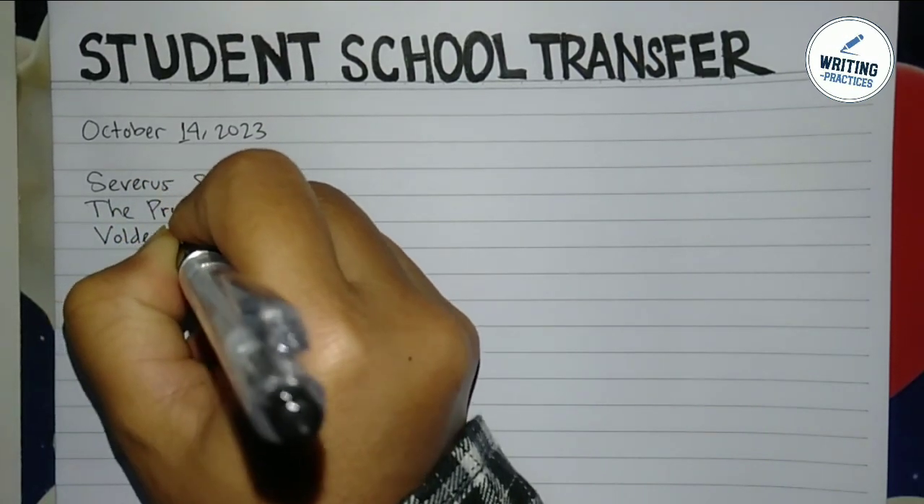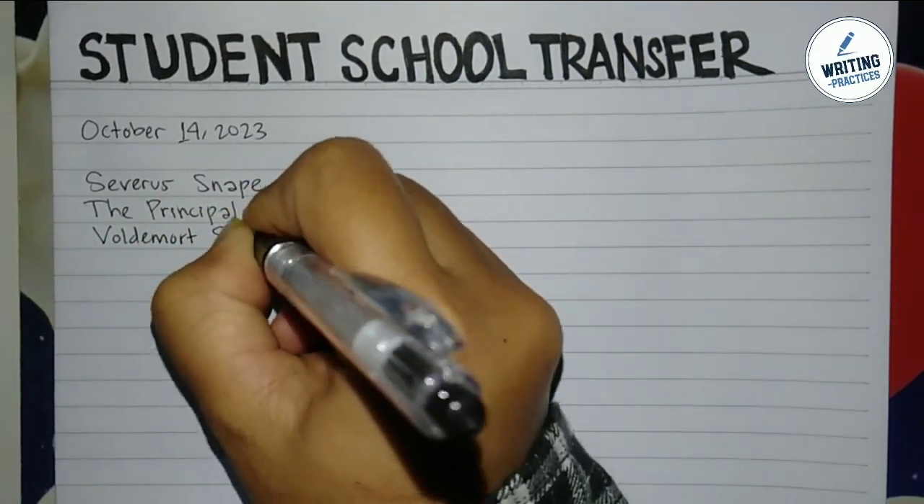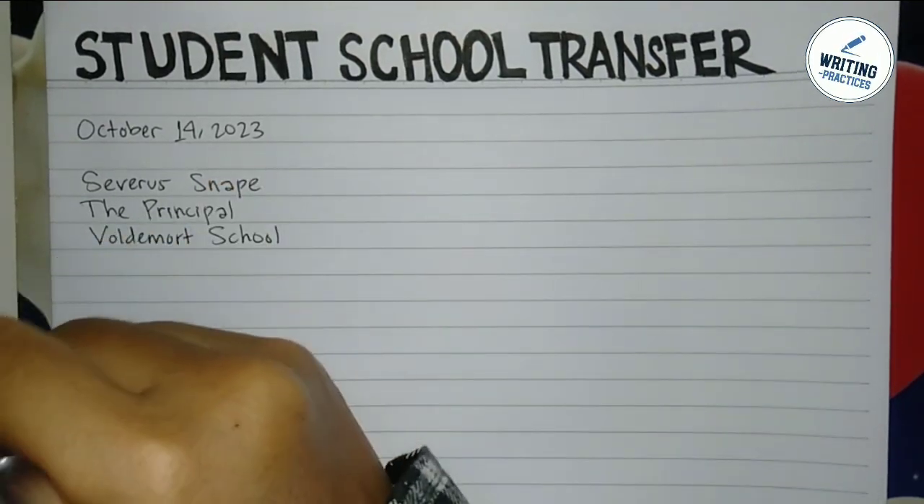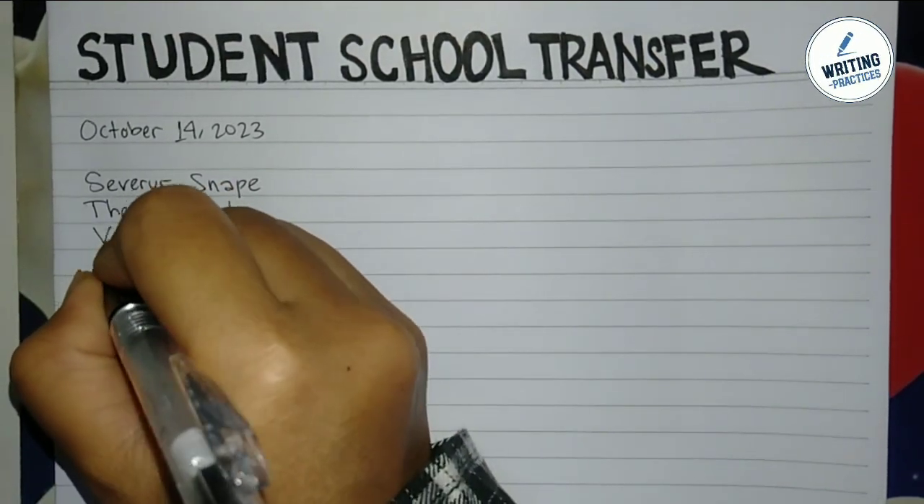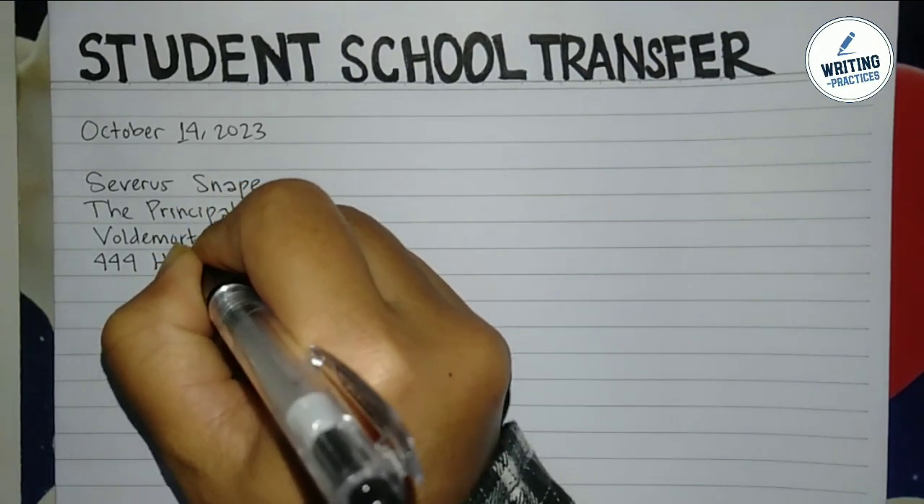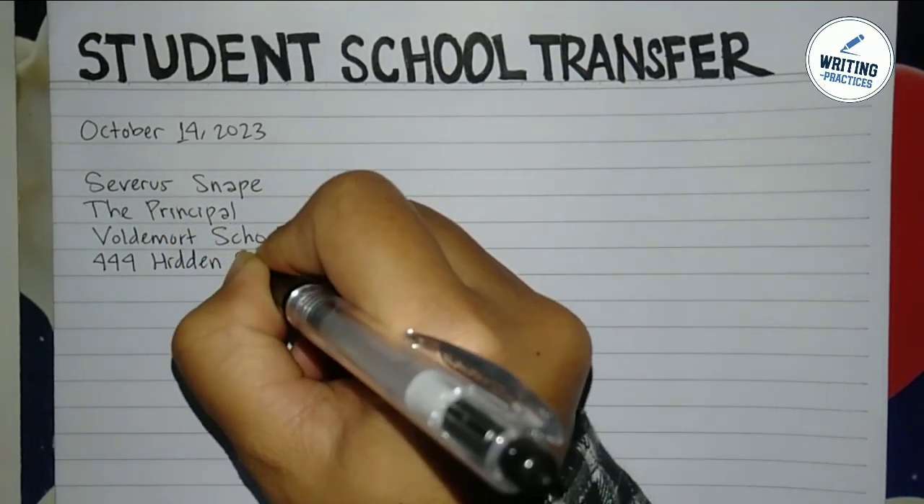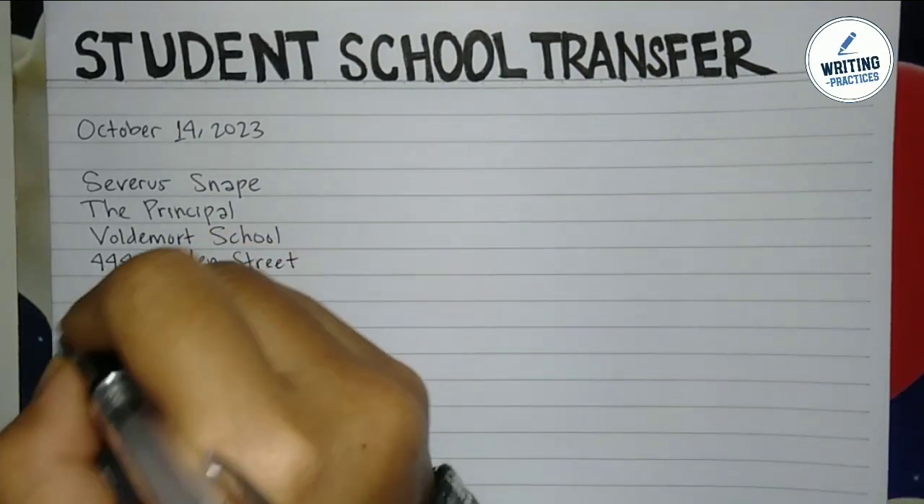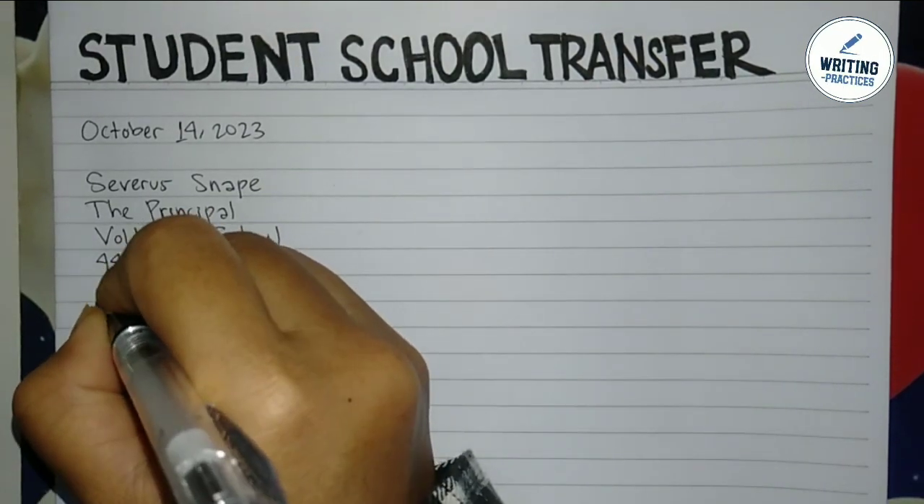Check this out. First of all, write the date of the letter. You can use the format of month, date, and year. After that, write the full name of the recipient. Under it, write the occupation in the institution. In this example, the letter is addressed to the principal.